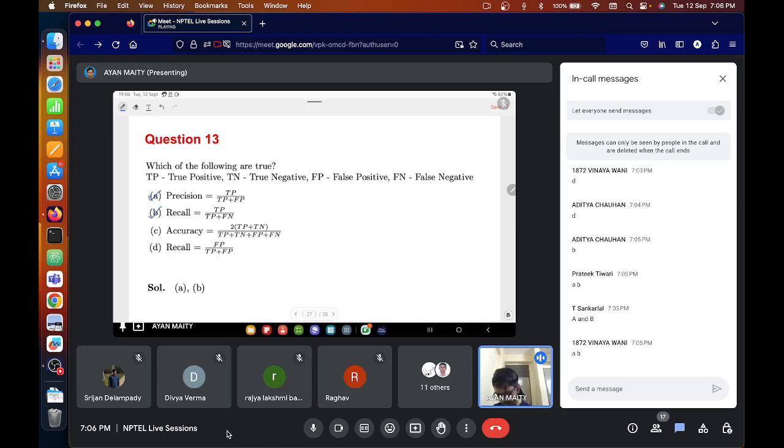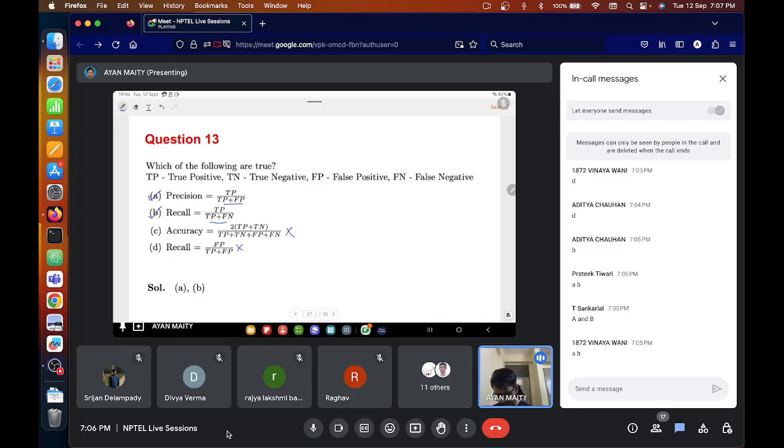So precision is TP by TP plus FP and recall is TP by TP plus FN. These two are already known, so this is certainly not correct. And for accuracy, this formula is not correct. Accuracy can also be computed using the confusion matrix or the values from TP, FP, TN and FN, but this formula is not correct.